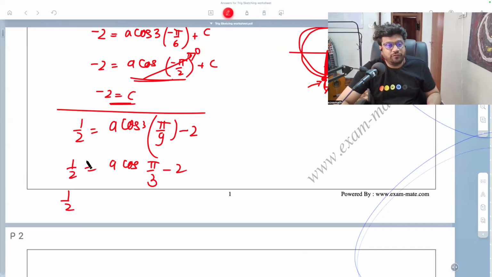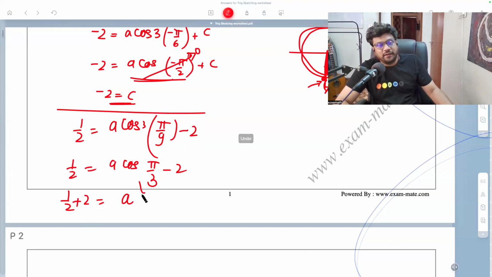This negative 2 can move to the other side. Add a as it is. Cos of pi by 3.